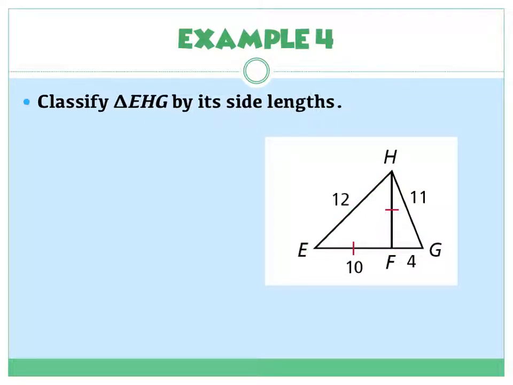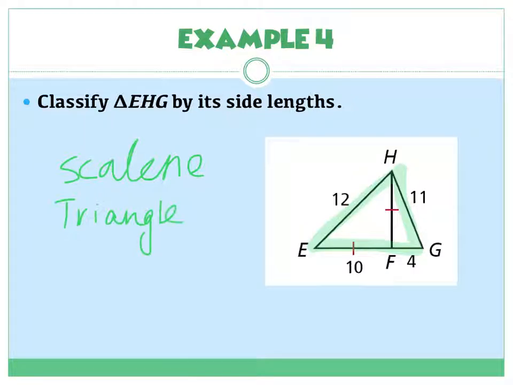Classify triangle EHG by its side lengths. So now we're looking at EHG. So we have a side that's 12, a side that's 11, and a side that's 14. What type of triangle? Scalene. So this is a scalene triangle because no three sides are the same.